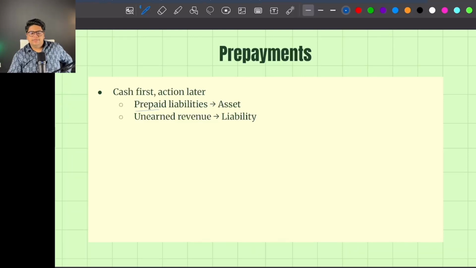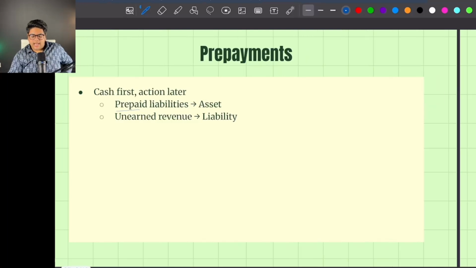And another thing is unearned revenue. For example, you take the cash from someone, but you haven't given the service yet. This is unearned revenue because technically you haven't provided the service in exchange for revenue. So this is a liability. In both of these cases, the cash came first, then the action came later.